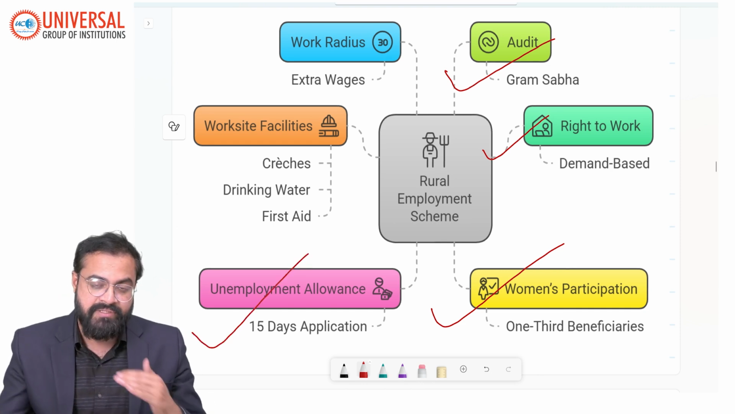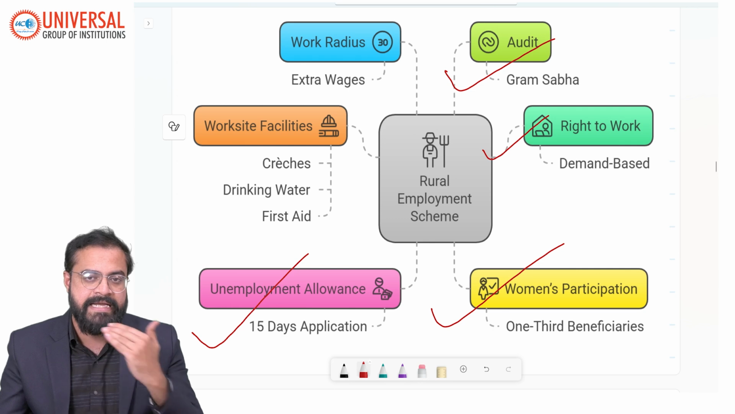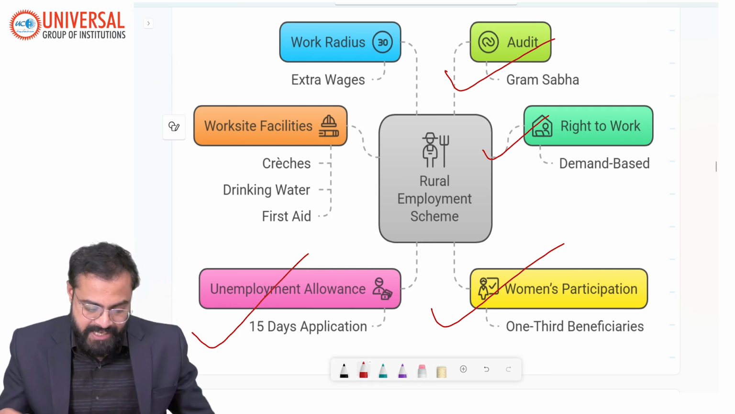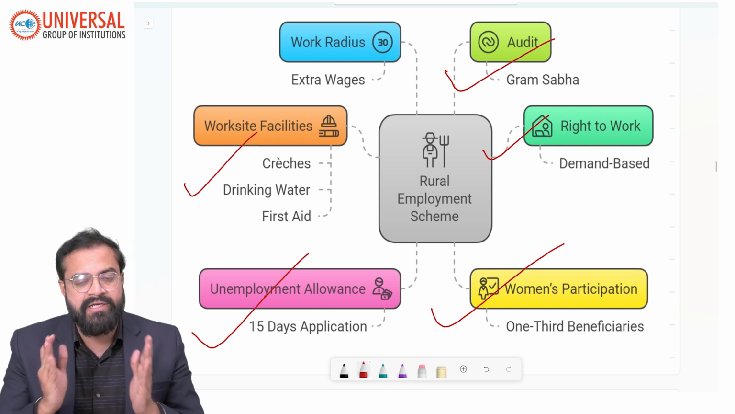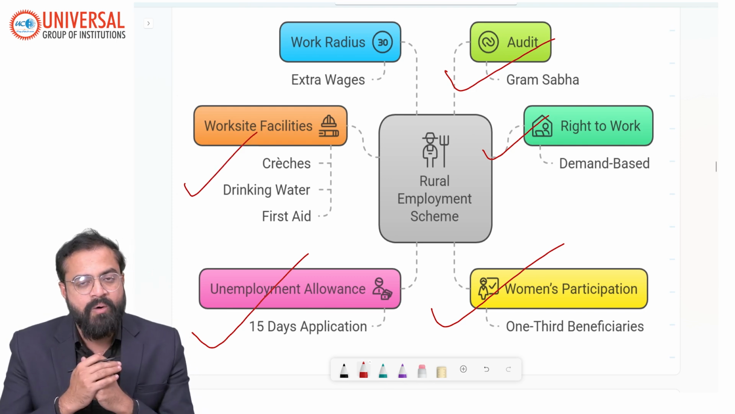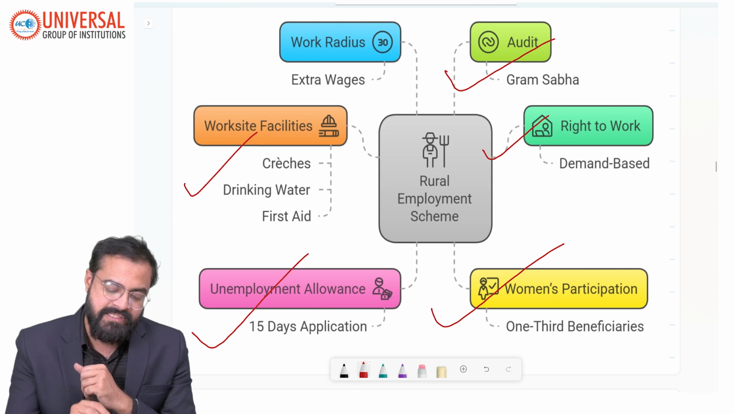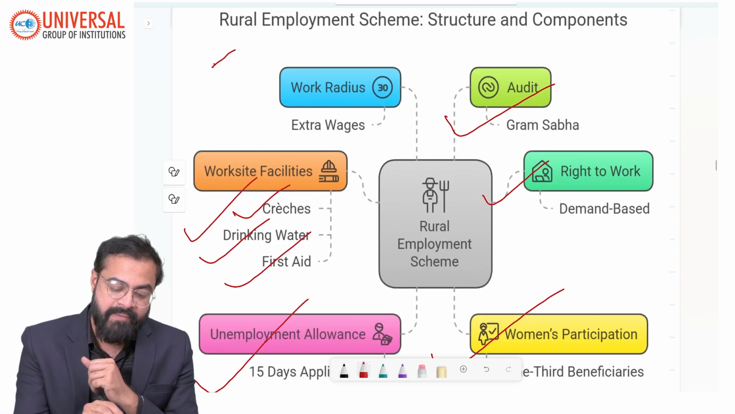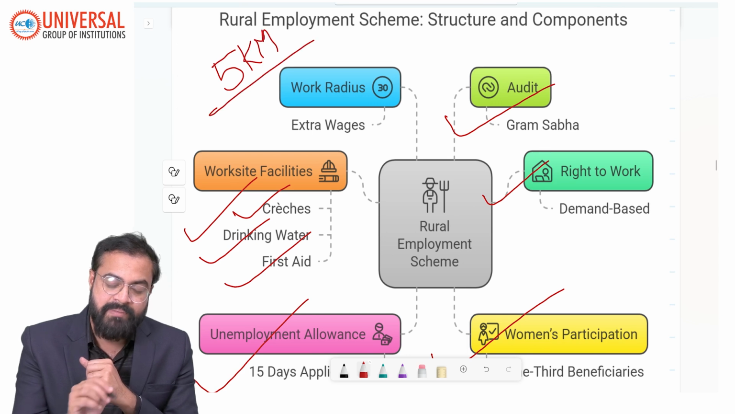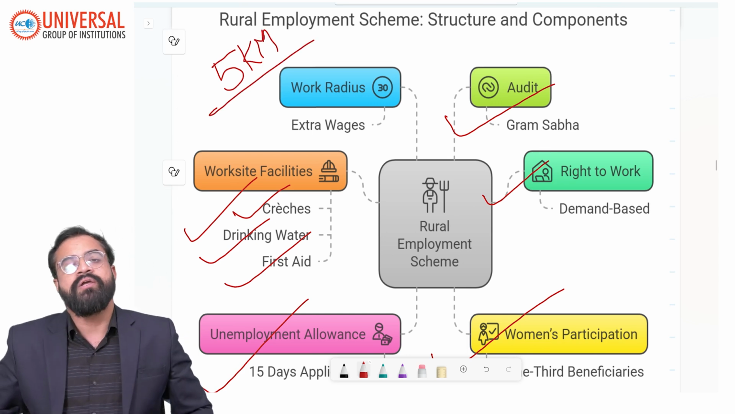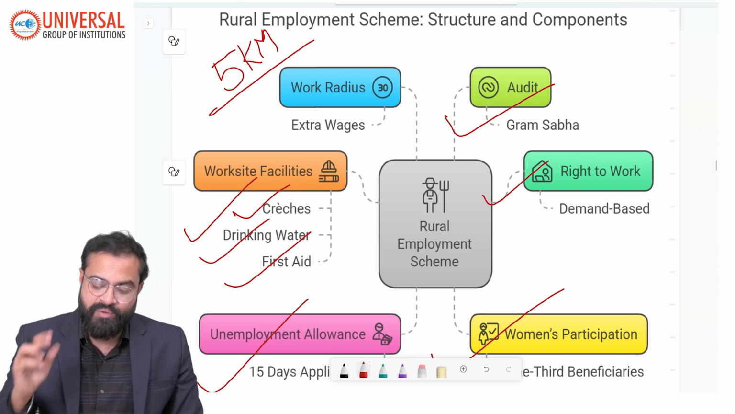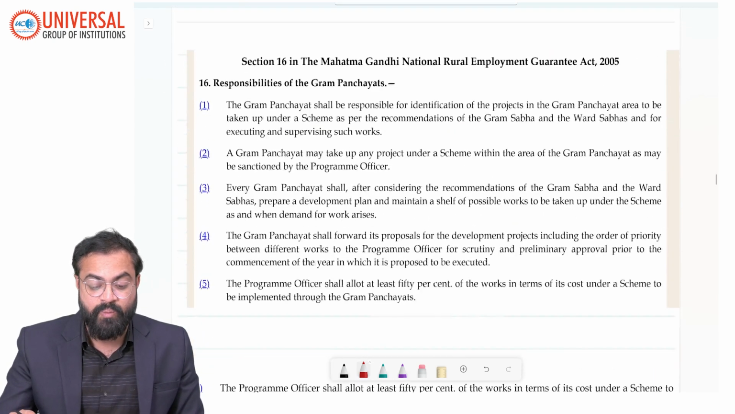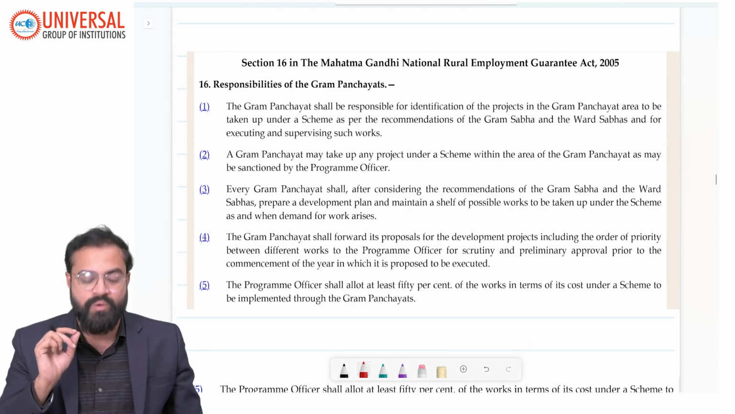Unemployment allowance, as I said, after 15 days, should be given by the state government, not the central government. And to create better working conditions, it also mandates certain worksite facilities like crèches, drinking water, and first aid. And the work radius happens to be very important. It is the duty of the panchayat to ensure that the particular work is within 5 kilometers of the registration itself. Apart from this, as I said very clearly, this envisages a greater role for the panchayat.